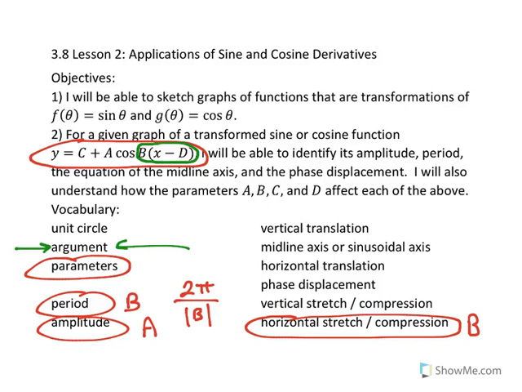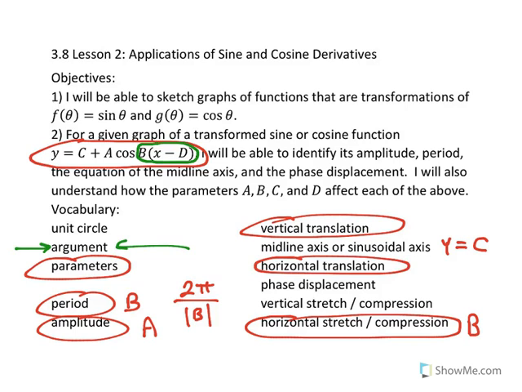The value of the parameter c will tell us about a vertical translation, and it will tell us also the midline axis or the sinusoidal axis. And the sinusoidal axis will be a horizontal line having the equation y is equal to c. And the value of the parameter d will tell us about a horizontal translation, also called a phase displacement.